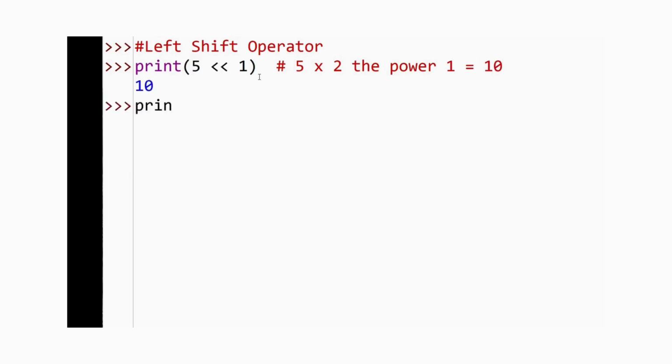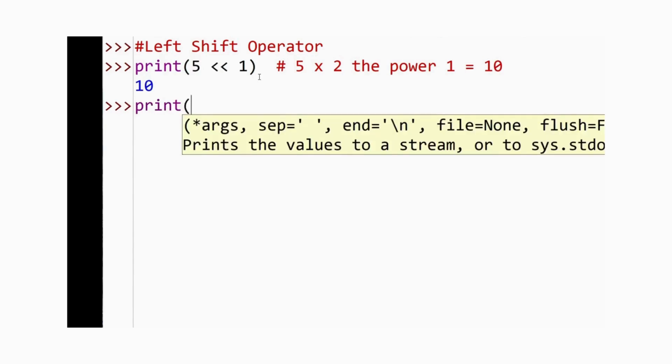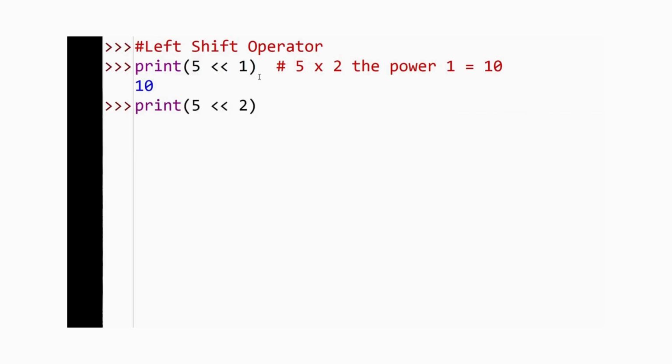So print(5 << 2). I'll write 2 here. This is nothing but 5 into 2 to the power 2, which is 4. 4 into 5 is 20. 20 should come. Okay. Here left shift is multiply by 2.